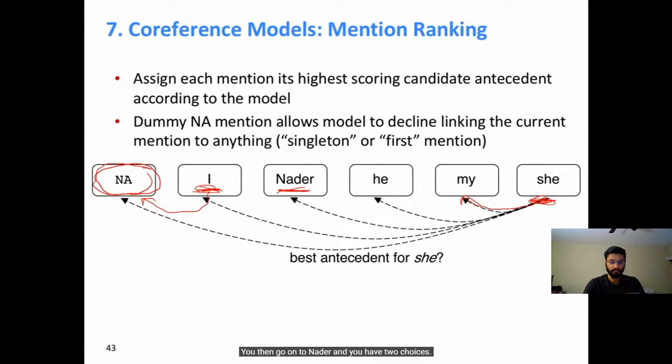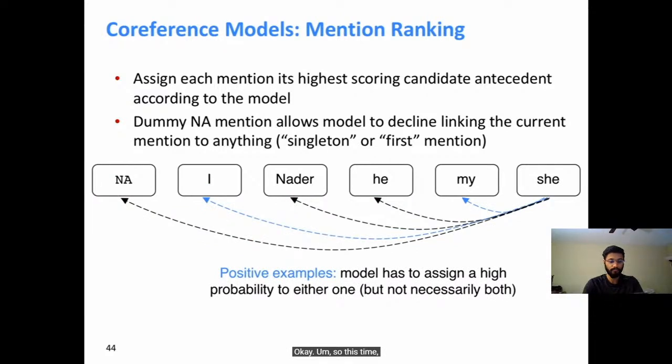You then go on to Nader and you have two choices. You could either say it's coreferent to I, or it's coreferent to NA, i.e. it's a new mention, a new entity that's being mentioned in the text. And the right answer is that it's a new entity being mentioned in the text. And then you get to he, and now you have three choices, and the right thing is to say that's coreferent to Nader.